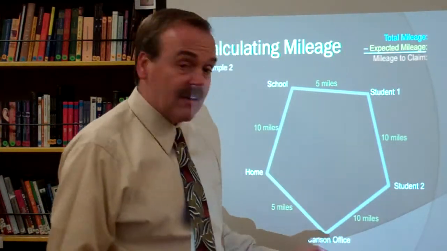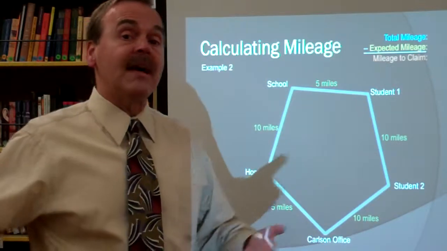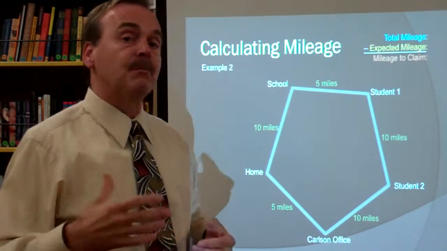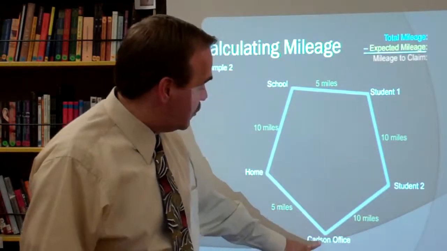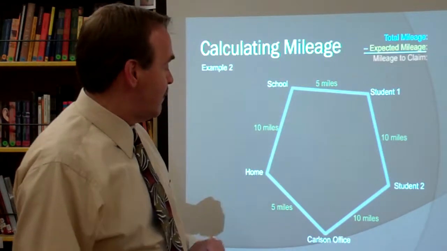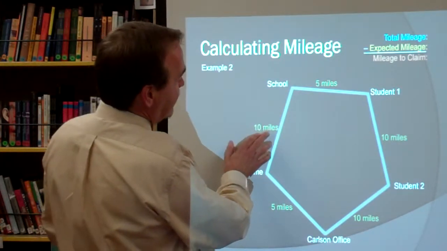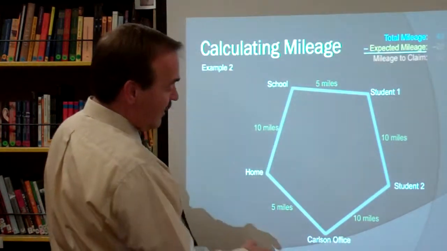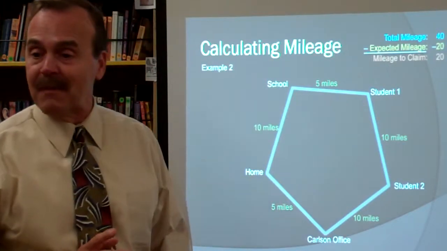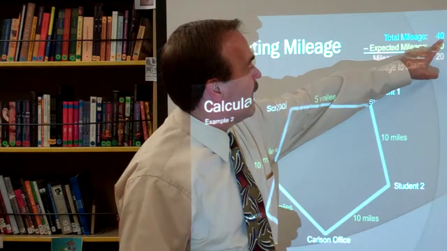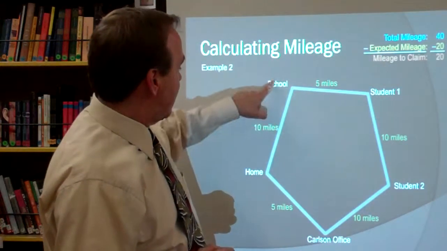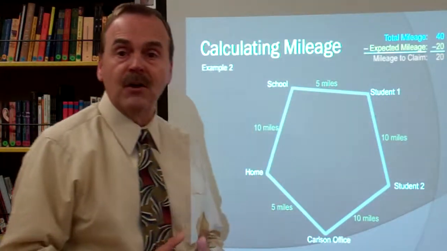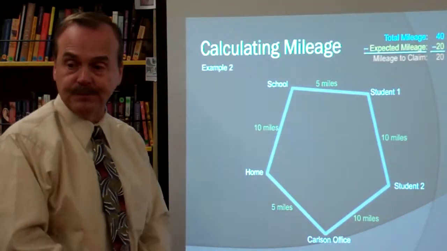From student 2, you happen to come by the Carlson office. Maybe you had to hand in some paperwork, maybe you had to check out in the resource room some books for the student, but you went from student 2 to the Carlson office, and then from Carlson back home. You add all this up. 10 plus 5 is 15, plus 10 is 25, plus 10 more is 35, plus 5 is 40. Is my math right? Okay, so it's 40 total miles that you traveled in the day. You were expected to go round trip from home to school for 20 miles. Therefore, you get to claim 20 miles in this scenario.